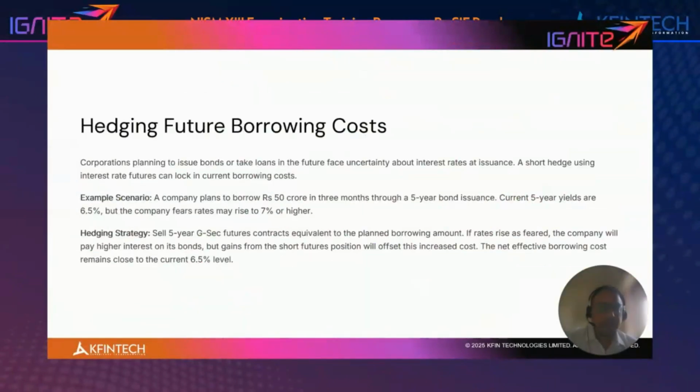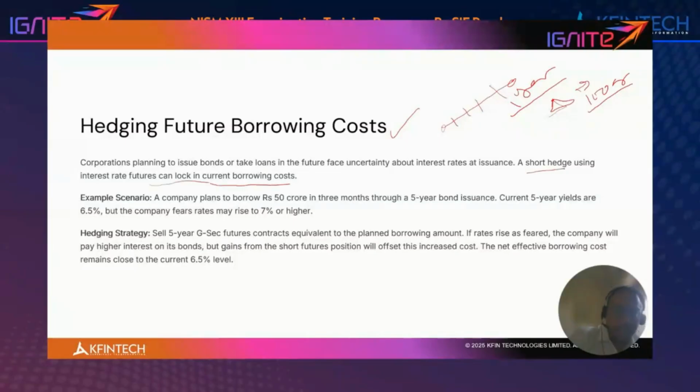Now let's see the scenario of hedging a future borrowing cost. That means as of now I have some business plan, and in the future, say 1 year down the line, I want to create a factory, and the factory requires some borrowing, say 100 crores. How do I protect this liability? It's a short hedge using interest rate futures to lock in the borrowing cost. A company plans to borrow 50 crores in 3 months, by a 5-year bond issue.